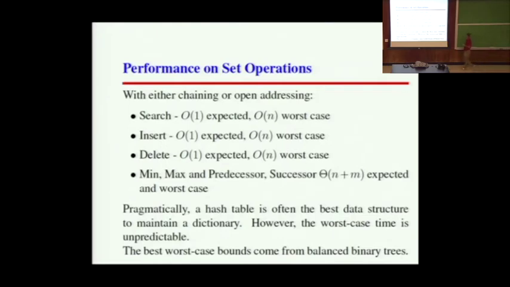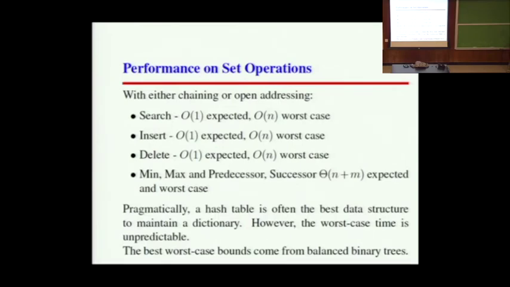How would I find the minimum element in a hash table? Let's think about this for a second, because this is maybe not so obvious. If I have a hash table with m lists and a total of n items in the table, how would I go about finding the smallest one?